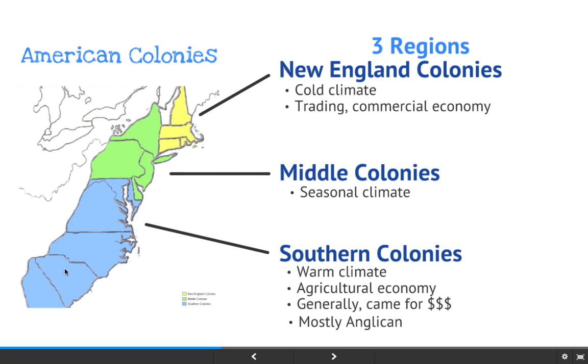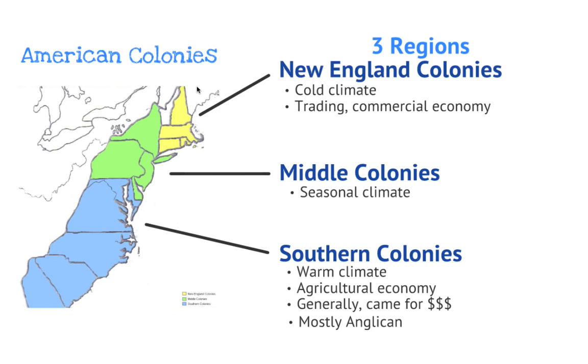Okay, let's transition to the New England colony, so let's jump back up. Unlike the South, which has very flat land, New England does not have flat land. It's very rocky, the soil is not very fertile, so they are not going to have an agricultural economy. Instead, they're going to have a great trading or commercial economy.